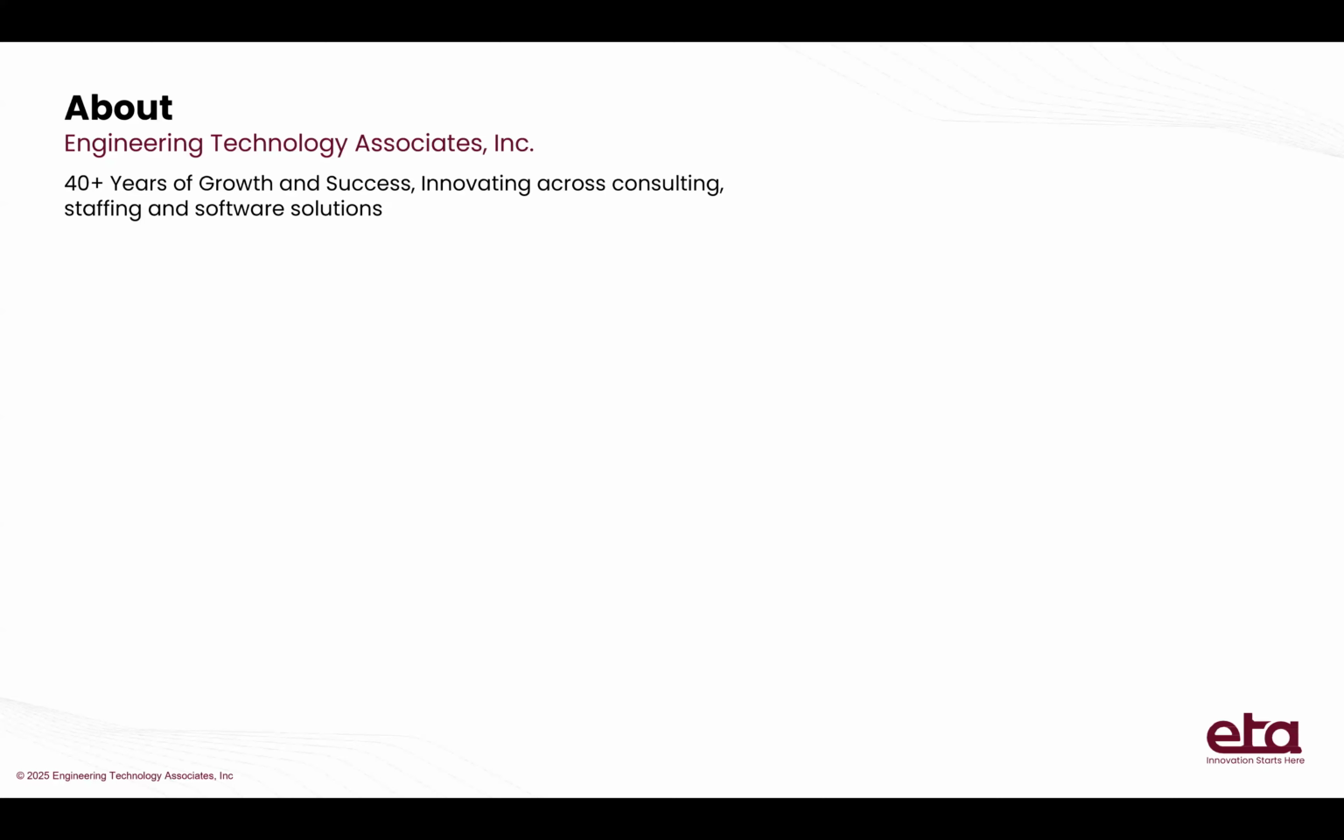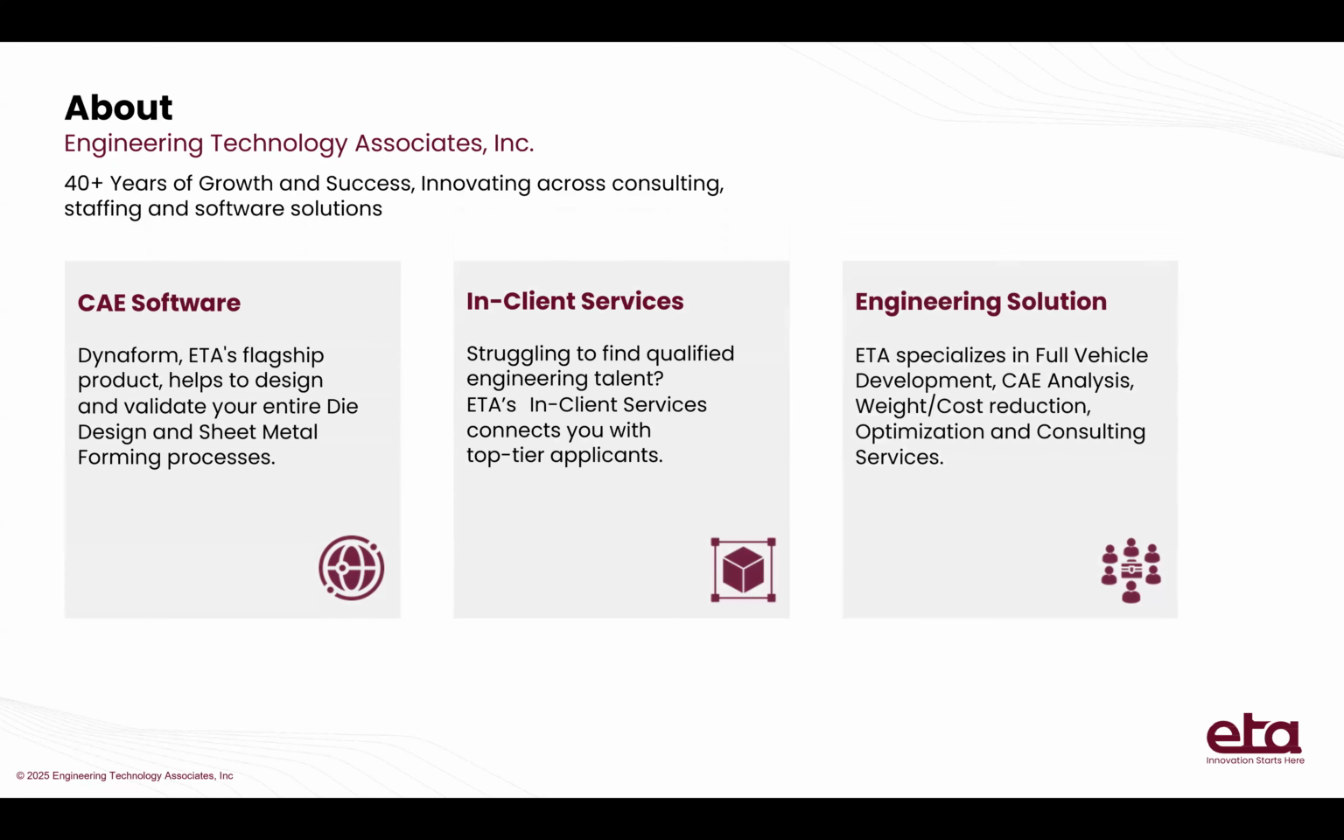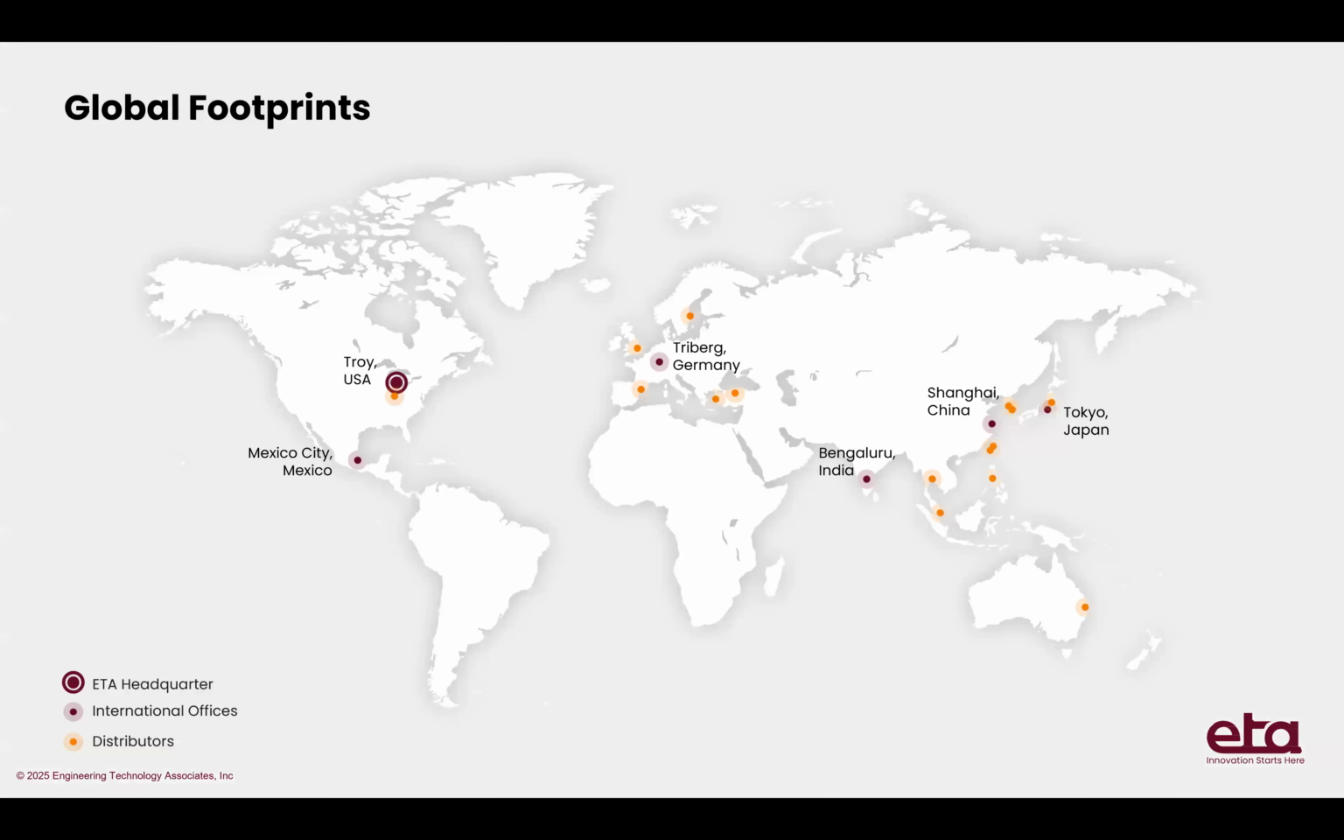About ETA. ETA was founded in 1983 and has been innovating for over 40 years, delivering consulting, staffing, and software solutions with a strong focus on CAE technologies. This is the map of our global footprint, with headquarters located in Troy, Michigan, and offices in Germany, India, China, Japan, and Mexico. Also, our channel partners and distributors are all over the world.